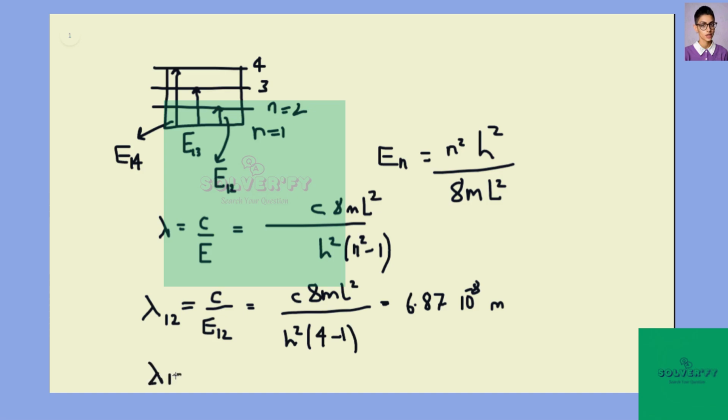Then we can find out from 1 to 3 in the similar way, and that gives us 2.58 into 10 power minus 8 meters. So you see this is shorter than the previous one, and accordingly, to jump from 1 to the fourth level, the wavelength of the photon needed is 1.37 into 10 power minus 8 meters. So the wavelength of the light keeps reducing, because as the wavelength reduces, the energy increases, and the energy of the photon will cause an excitation from a lower level to a much higher level.